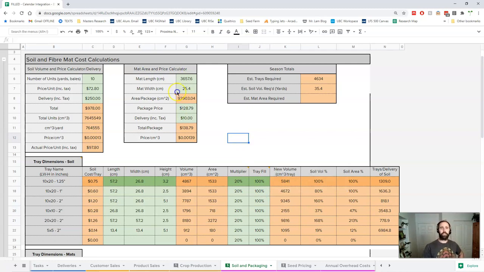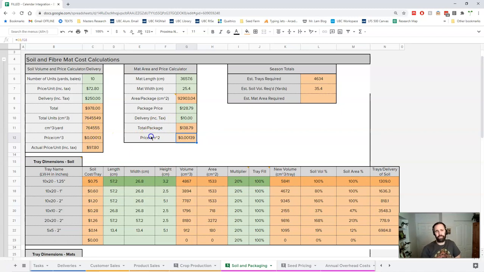So with mats, this is kind of assuming, and I took these numbers from a product I found online, converted from inches into centimeters, where the mat was 25 centimeters wide, but it was 3,600 centimeters long because it was in a roll. And so from that, I get my area of mats, and I can calculate basically what my cost is per centimeter. And what you'll see right away here is the cost of a mat per centimeters cubed is, actually this should be centimeters squared for this one, because we're just talking area there. Our price per centimeter squared is $0.0013.